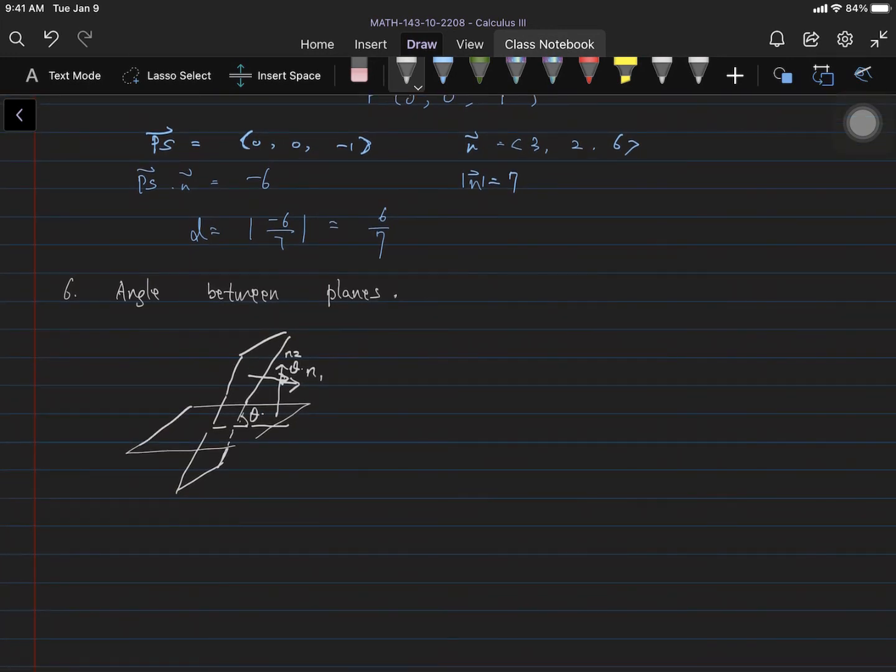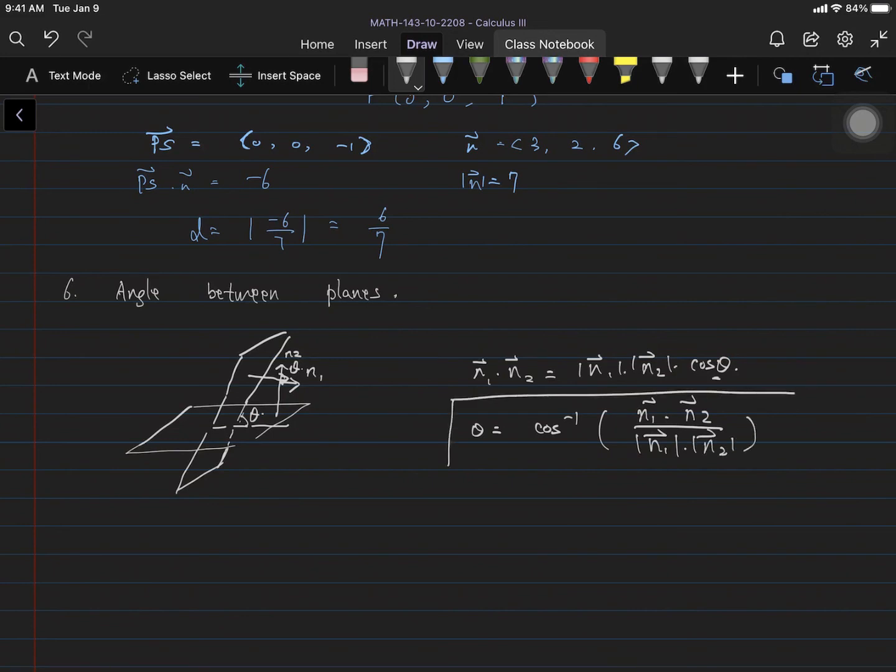So you can see n1 dot n2 equals what? n1 length, n2 length, cosine theta, right? So how to find the theta? Theta is just given by cosine inverse of n1 dot n2 over the length of n1 times the length of n2. So this is the formula for the angle between two planes.